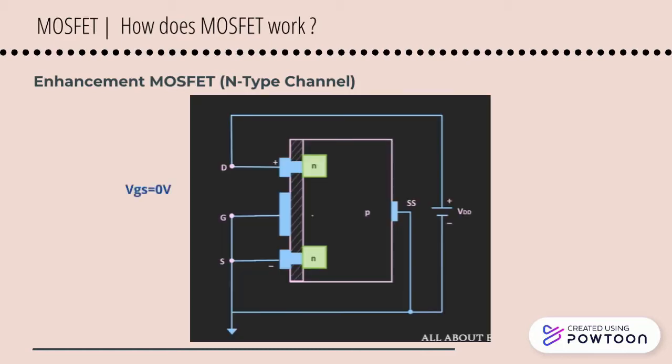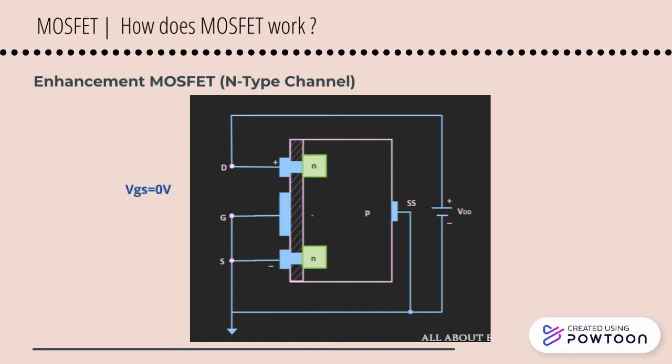So this is the diagram for the N-type channel enhancement MOSFET. It's similar to the depletion type MOSFET. The channel is made up of N-type material, and the substrate is made of P-type material. The drain and source terminals are connected by metallic contacts to the N channel. The oxide layer isolates the gate terminal and the P-type substrate, but there is no channel between the drain and the source terminals.